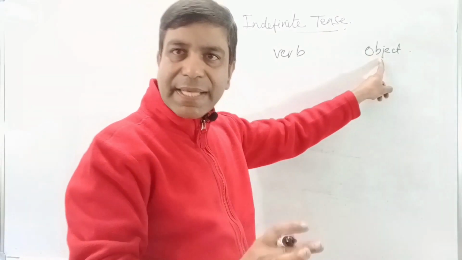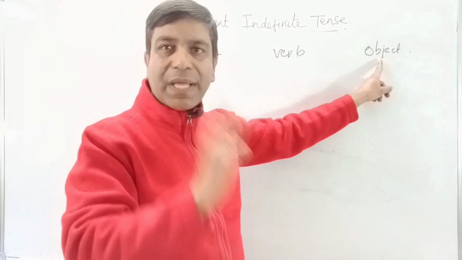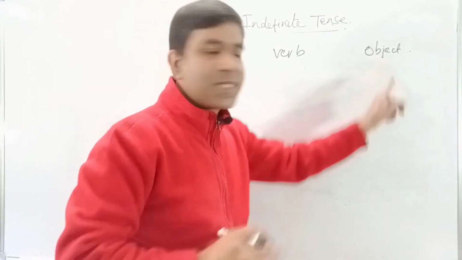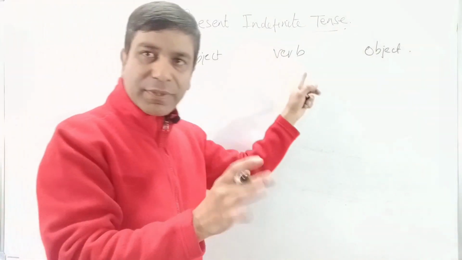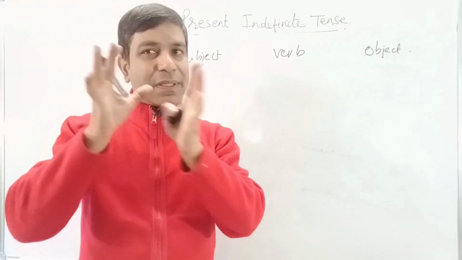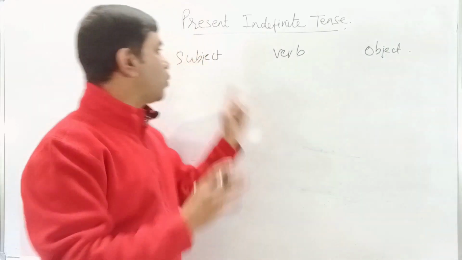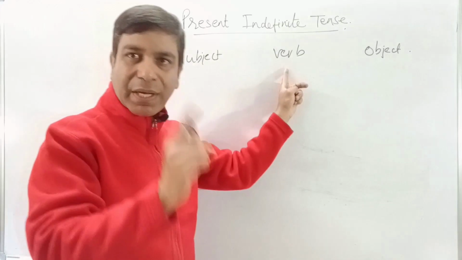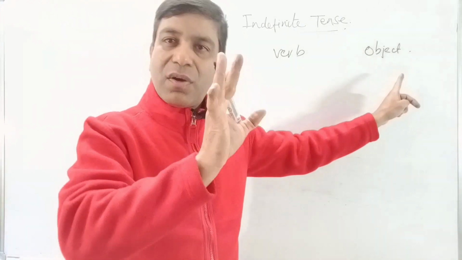Object is entirely optional. The sentence can still be complete without the use of an object, but a sentence must have a subject and a verb. The verb may be the main verb or it may be an auxiliary verb. There should be one subject, one verb in present tense, and an object, which is optional.